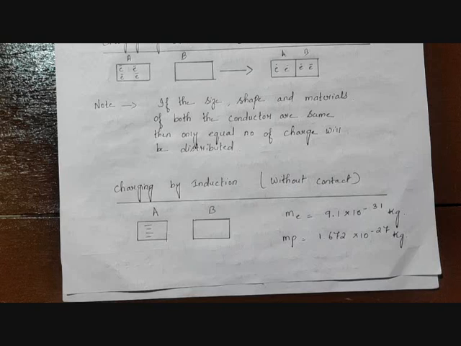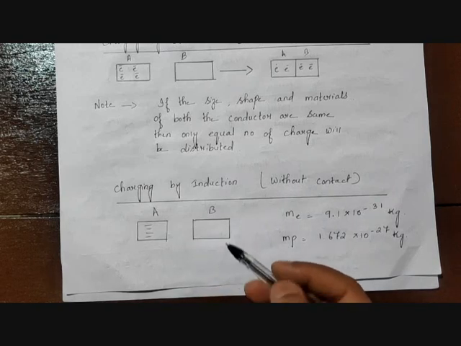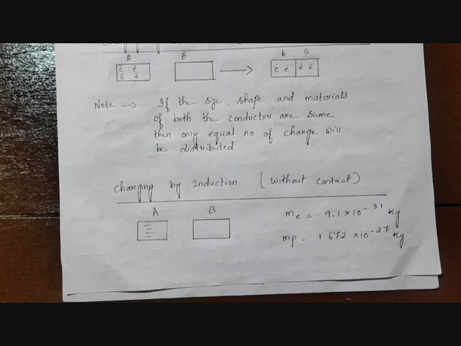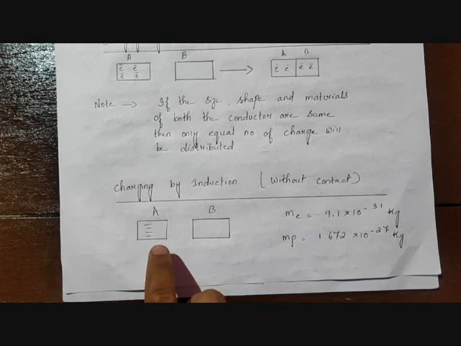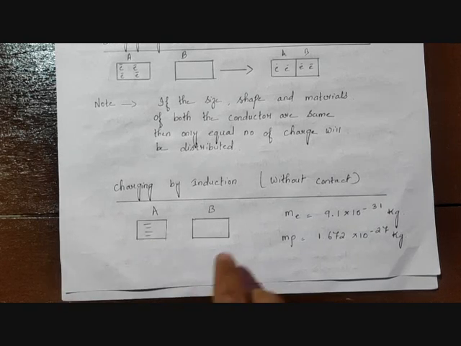Why? Neutral means what? The number of protons and the number of electrons are equal. Then only we say neutral body, right? It means in this body positive charge is also there, negative charge is also there. Are you getting what I'm saying? So again I am telling you, this is body A. Body A has electrons, body B is neutral. But remember one thing, neutral has both positive and negative.